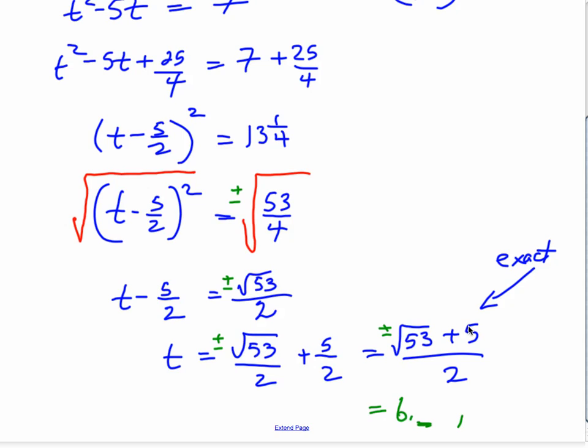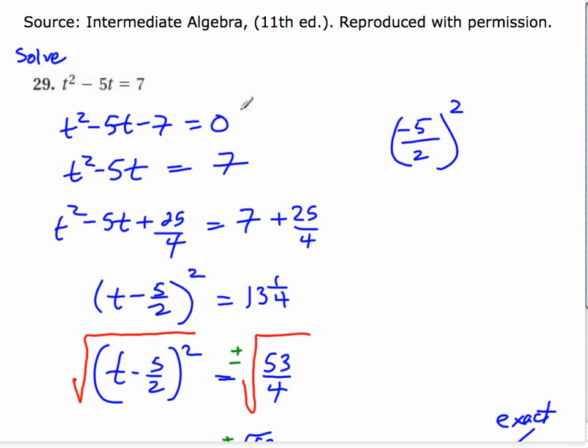So negative 7 plus 5, that's close to 2. It'll be just over 2 divided by 2. It'll be close to negative 1. Negative 1 point something. Okay, so those would be my two solutions to that initial question.